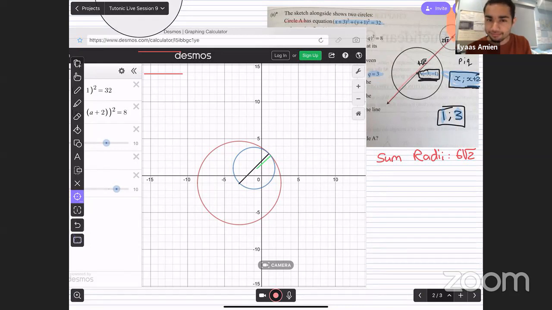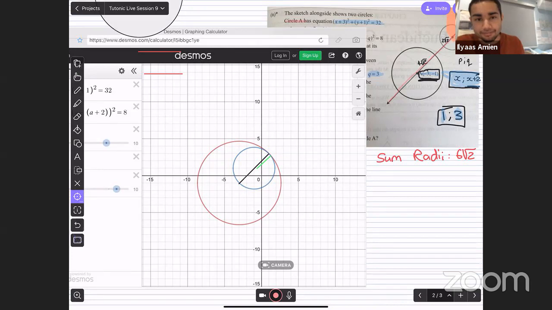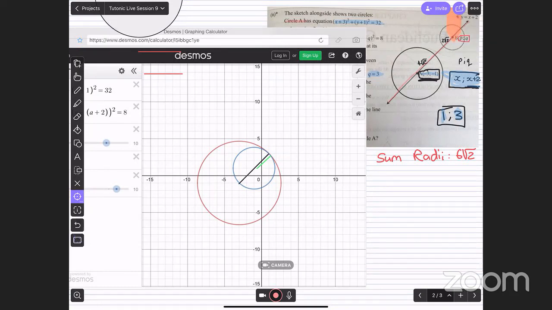Yes. Alia? Alia, does it make sense? Alia? Nafisa, does it make sense? Yes, it does. Okay.